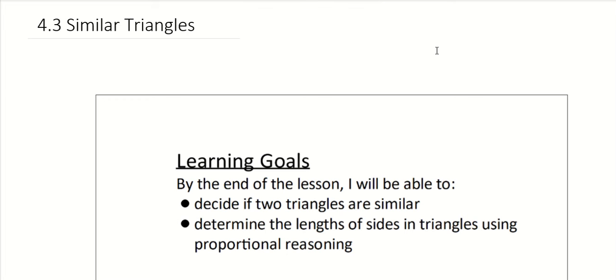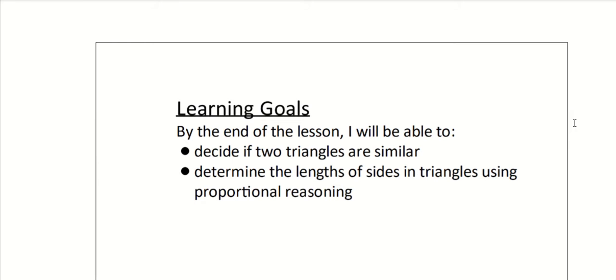Hello and welcome back. This is for the grade 10 applied math course, unit 4, similar triangles, and this is lesson 3, which is also called similar triangles. The learning goals for this lesson: by the end of this lesson, you will be able to decide if two triangles are similar, and you'll also be able to determine the lengths of sides in triangles using proportional reasoning. That proportional reasoning is from our last lesson.